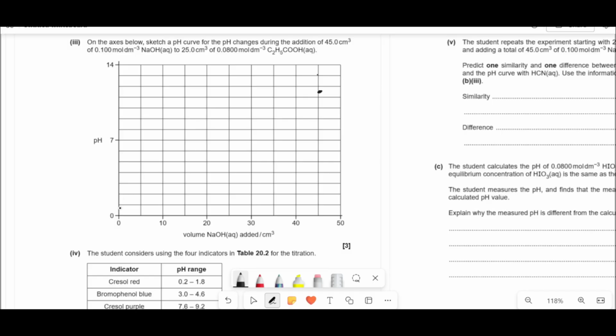So we need to link these two together. Like that. So what you would do, and you have your vertical equivalence point here. So all you got to do is just draw it like that. So then all you do is, as best as you can, try to draw it, like that.